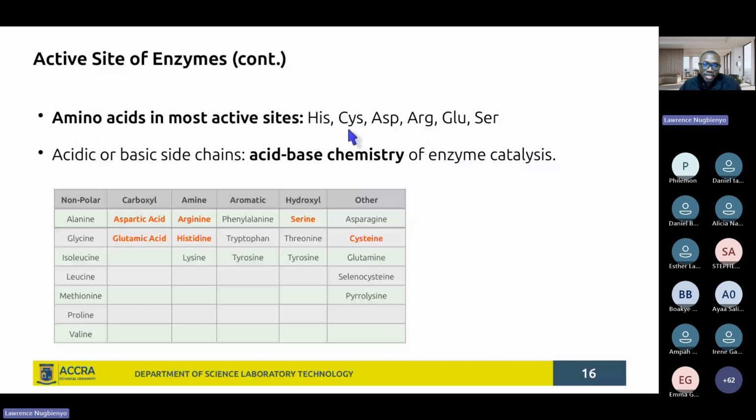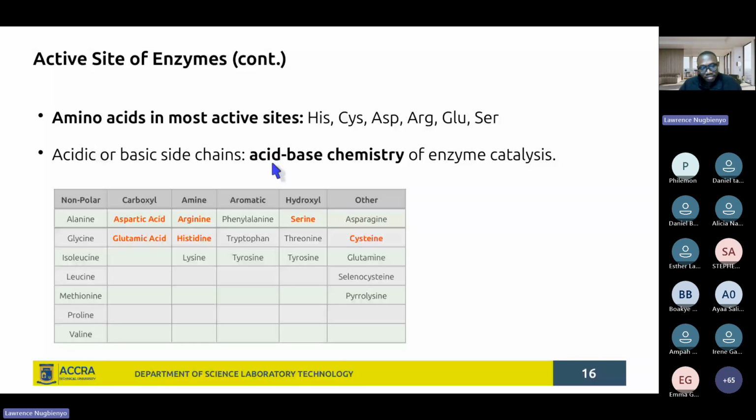If you look at these amino acids, I'll urge you to go and look at this slide and look at the structure of histidine. Just pay attention to the side chains: cysteine, aspartic acid, arginine, glutamic acid, serine. You will come to realize that, for instance, aspartic acid and glutamic acid have side chains with carboxyl groups. So that's an extra carboxylic acid group they have there, and those carboxylic acid groups could be acting as acids.